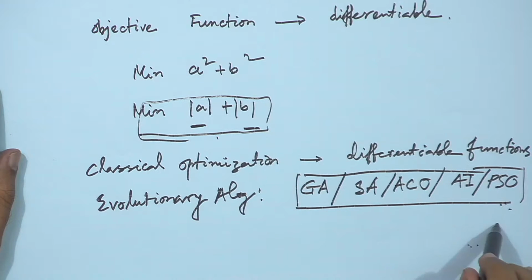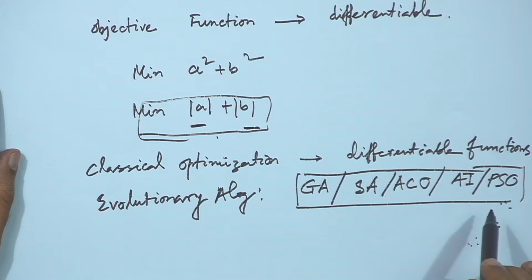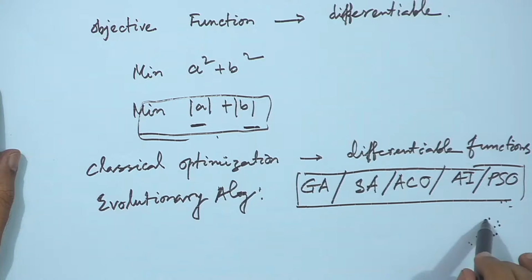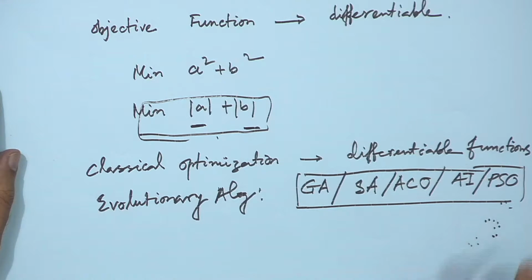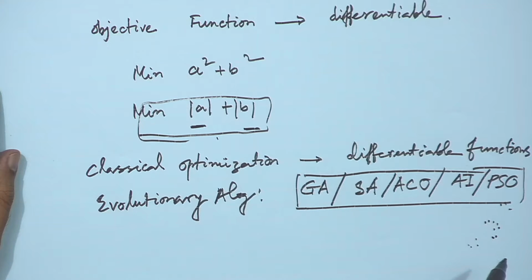Optimum point is not guaranteed. You will get a near optimum solution, but you cannot guarantee that there will be an optimum. But in classical optimization, you will get at least one local optima. I think Professor Datta has already discussed local and global optima. So, at least you will get some local optima, but you cannot guarantee that in evolutionary algorithms.